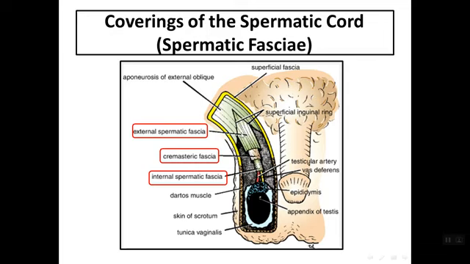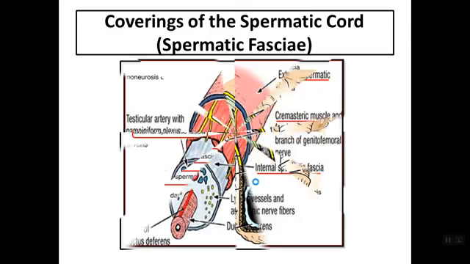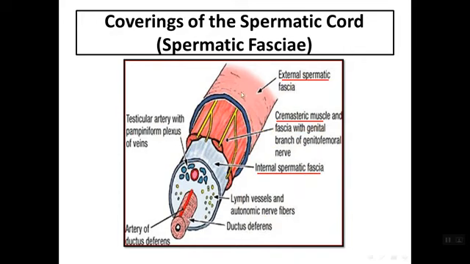So this is the spermatic cord, and it ends at the testis. These are the layers: external spermatic fascia, cremasteric fascia or muscle, and the internal spermatic fascia. We can see here that the cremasteric fascia also contains some muscle fibers called the cremasteric muscle, and its nerve, which is called the genital nerve. This nerve is the genital branch of the genitofemoral nerve, supplying the cremasteric muscle.